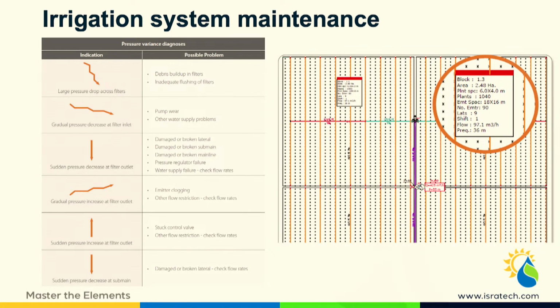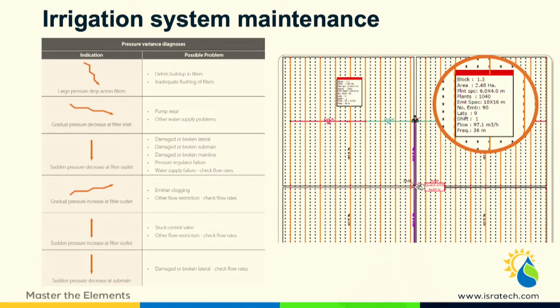And this has to be like a navigation device for us. We have to understand how the system is going to perform using the pressure. For example, what if I have a sudden pressure decrease? So that means that my main line could be broken, that my laterals are broken, or my submains are broken. So we have to check in different points.